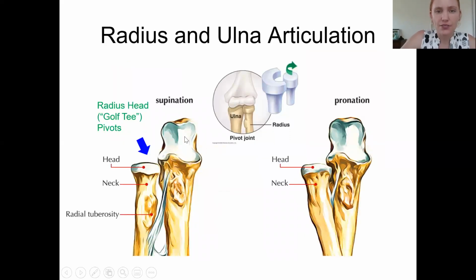Okay, so here's the trochlear notch. That's going to go on the trochlea. Here is the head. The head is going to create a pivot joint that allows for pronation and supination.